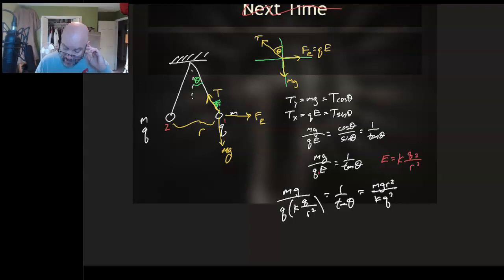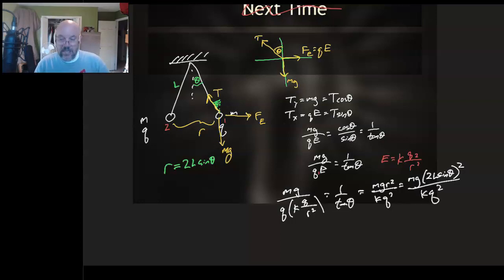Now, the last thing we have to deal with is the fact that R here is 2 times the length times the sine of theta, where l is the length of this string. So we would want to substitute that in. So now I've got mg (2l sine theta) squared over KQ squared. Anyway, it looks a little bit messy, but it's really not that bad. But now I've got a way to relate all those variables together.